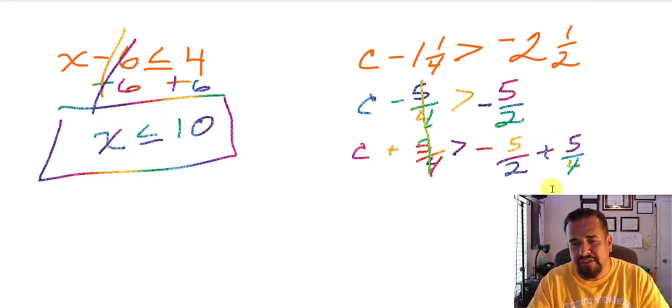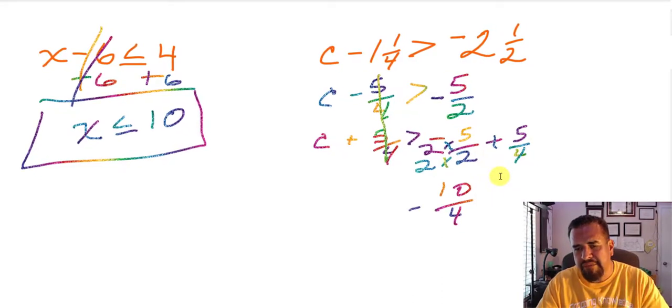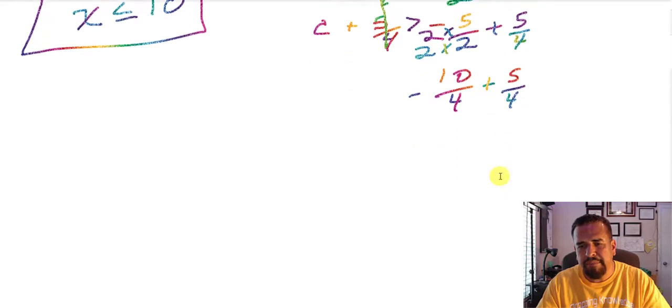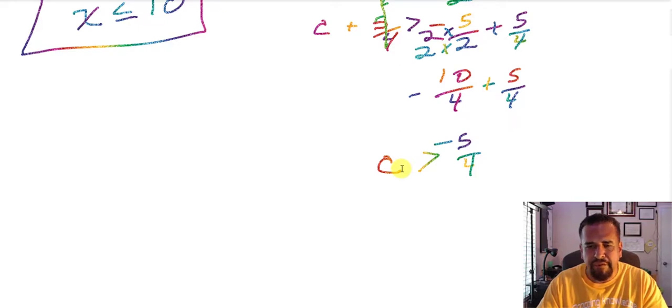I need common denominator. So let's go ahead and multiply here by 2, multiply here by 2, and my new fraction is 10 over 4. Now remember, that one is negative, and we're going to add 5 over 4, which is going to give us, actually, that's a negative, so we're going to subtract. It's going to give us negative 5 over 4. That's what we get on this side of the equation. So let's go ahead and throw that sign back in there, and throw that C back in there. All right. So now we got C is greater than negative 5 over 4.